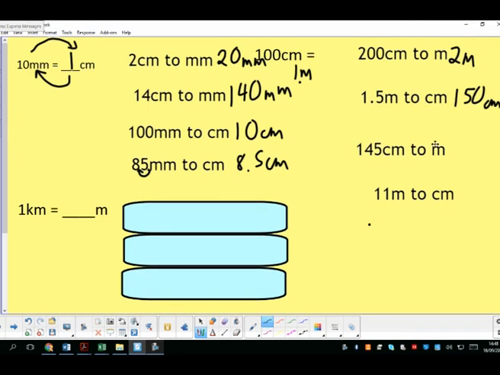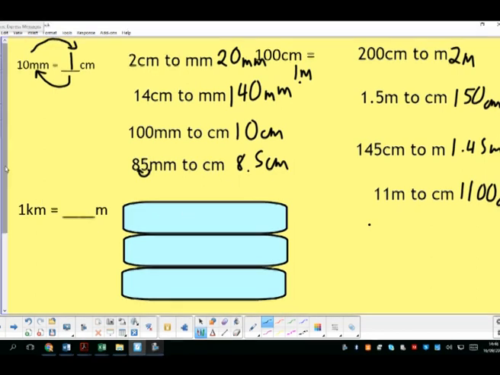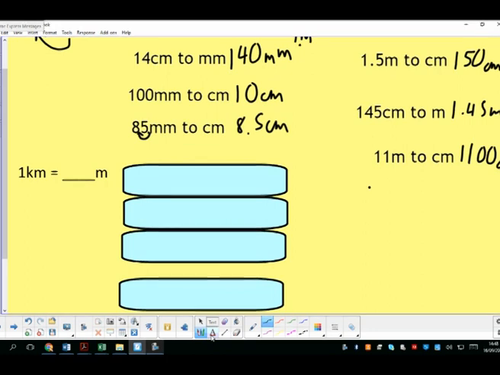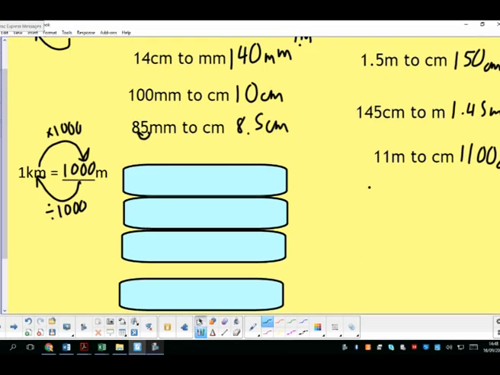145 centimeters to meters, so we're dividing by 100 now, so that's going to be 1.45 meters. And 11 meters to centimeters, so we're going meter to centimeter, so that's a multiplication of 100, so that's going to give us 1,100 centimeters. Right, moving to kilometers and meters. So from our fact sheet we just looked at, we've got 1 kilometer being 1,000 meters. So to get from kilometers to meters, we're multiplying by 1,000, and to get from meters to kilometers, we are dividing by 1,000. Right, let's put that into practice.